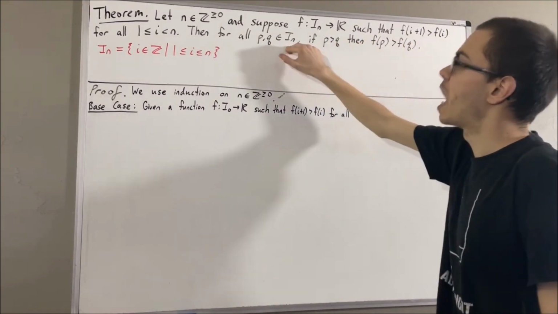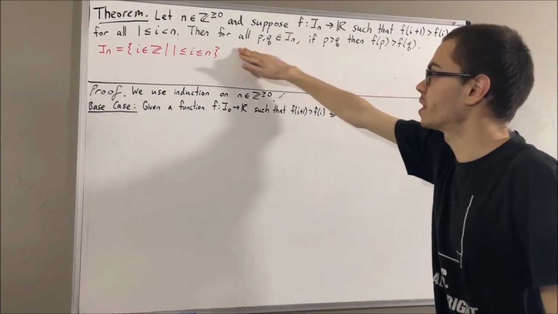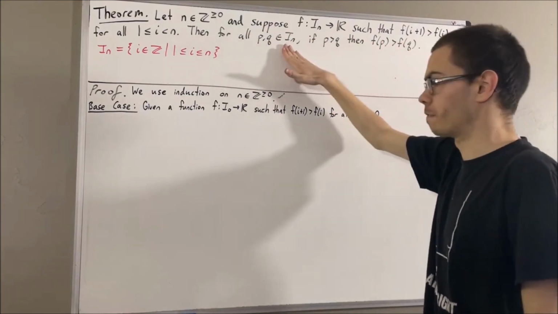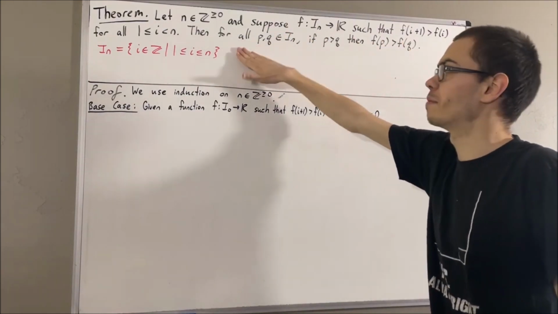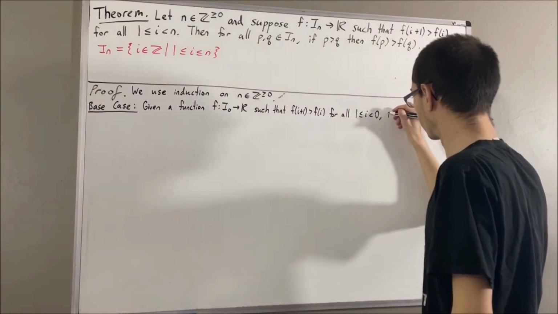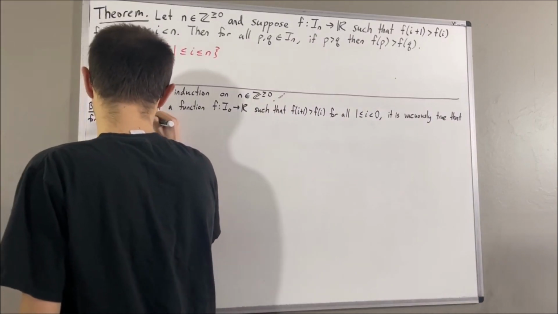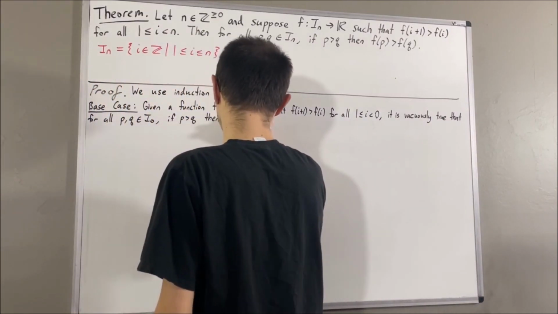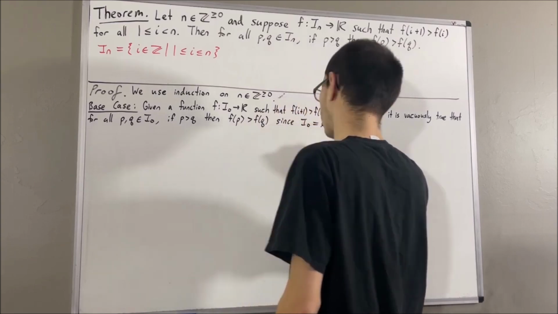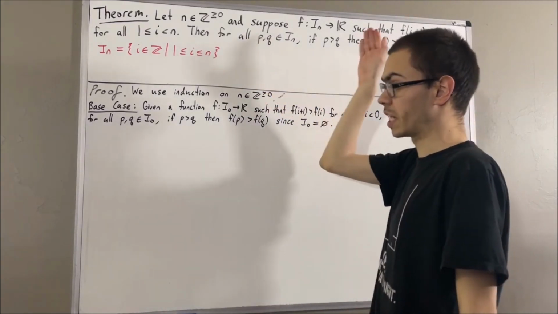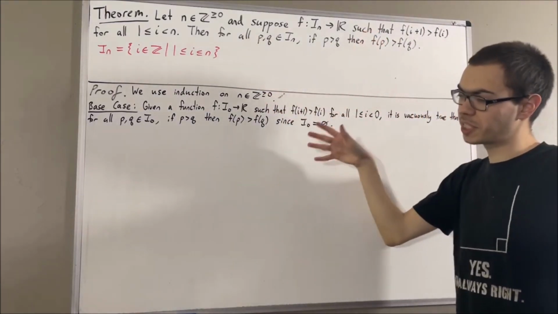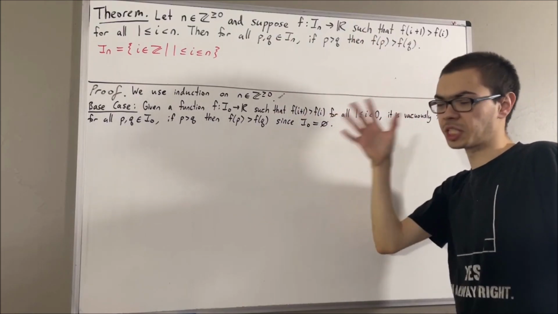But remember, I_0 is the empty set, so this is a statement about all elements of the empty set. Therefore, it must be vacuously true. So we have proven the theorem in the case where n is equal to 0. So this completes the base case. Now let's move on to the induction step.